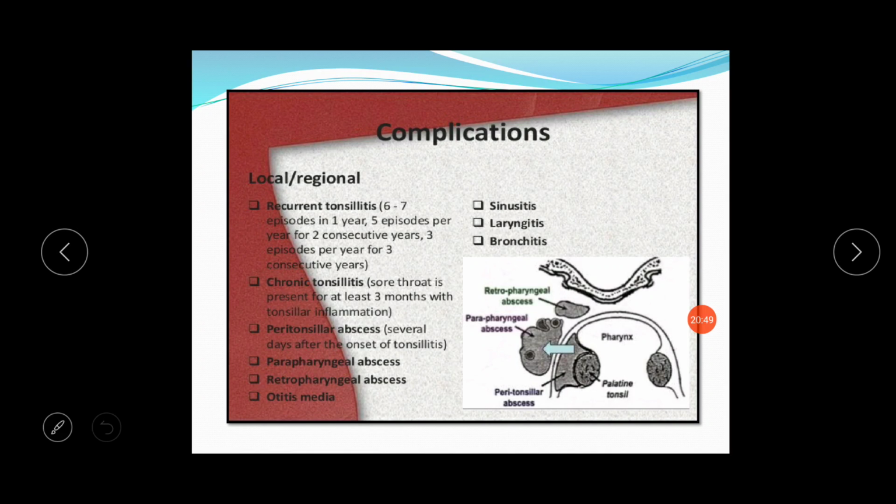Complications of tonsillitis, as we have previously seen, can cause recurrent tonsillitis, chronic tonsillitis, peritonsillar abscess, parapharyngeal and retropharyngeal abscess, and otitis media. Sinusitis, laryngitis, and bronchitis can occur as infection can spread to the different surrounding structures.